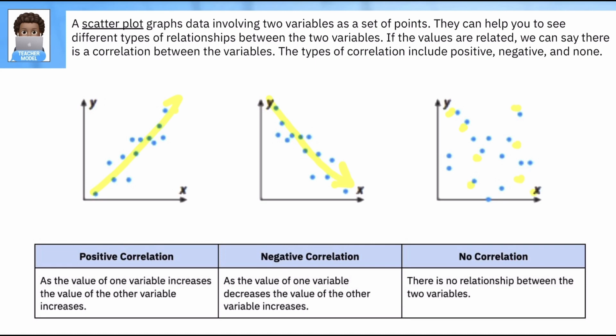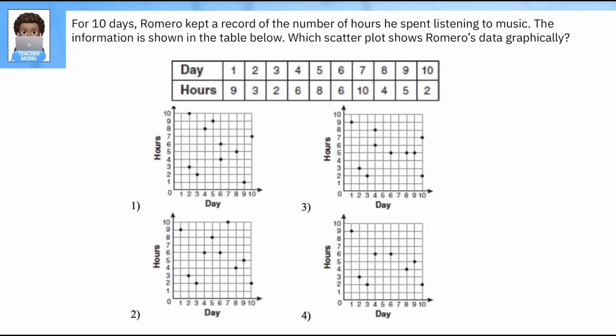So let's use those terms and use this information to understand some practice problems. For 10 days, Romeo kept a record of number of hours he spent listening to music. The information is shown in the table below. Which scatter plot shows his data graphically? So I really want to see which one accurately shows all of these points correctly graphed.